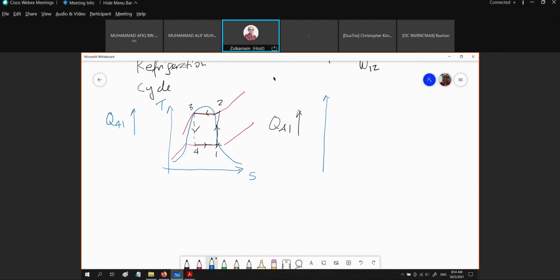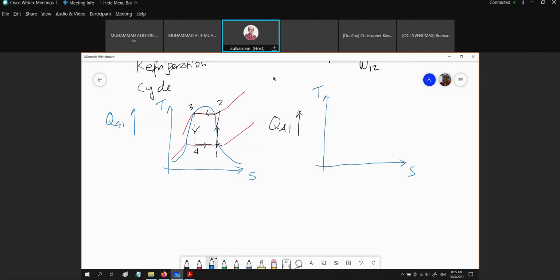As far as the components are concerned, the same components will be used: the four main components, which are the turbine, the condenser, the expansion valve, and the evaporator. But the state is different. We are going to change the state 1. Now we are touching on the state 1 to increase the Q41. Okay, so this is the first method used in order to increase the Q41.